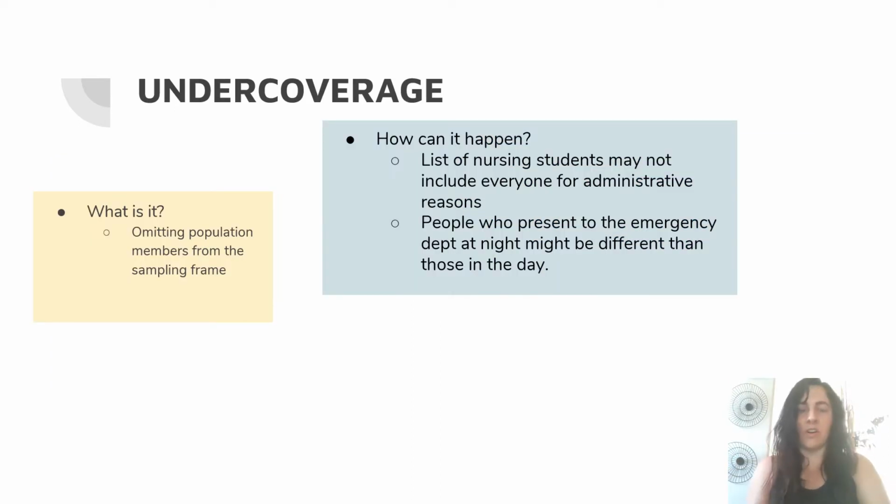Okay, so undercoverage. What is undercoverage? Undercoverage is when you have your population and your sampling frame, and certain members of that population are omitted. They're taken out. Now, how does that even happen? Sometimes that just happens. If you're not careful, that can easily happen. So let me give you a scenario as to how that can actually happen.